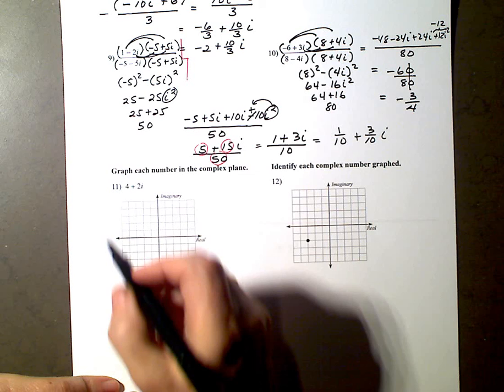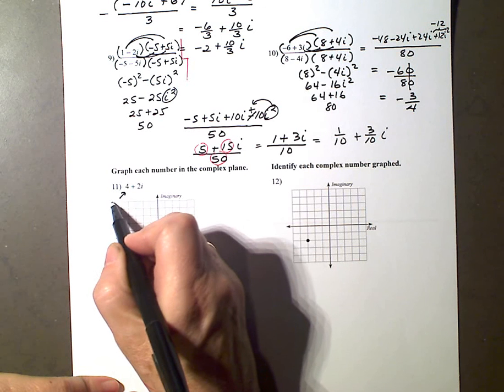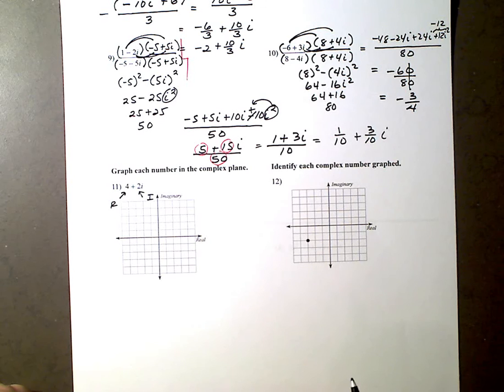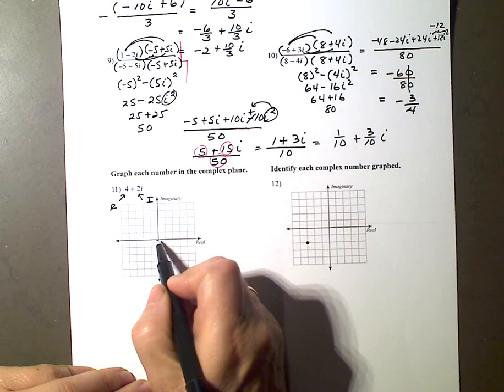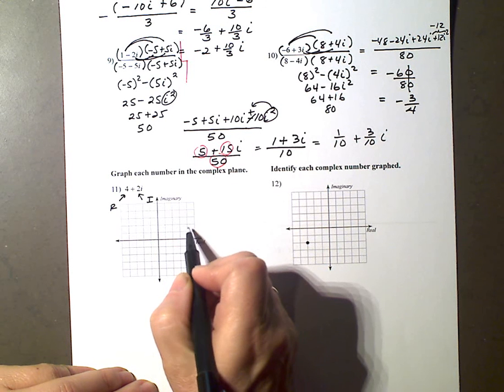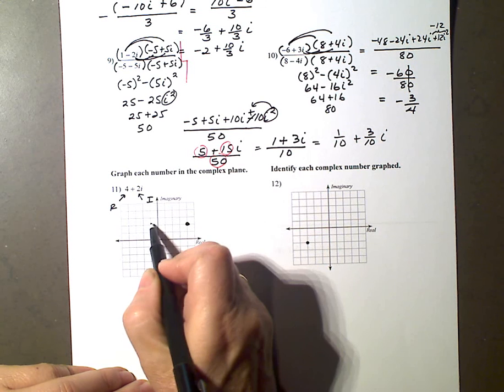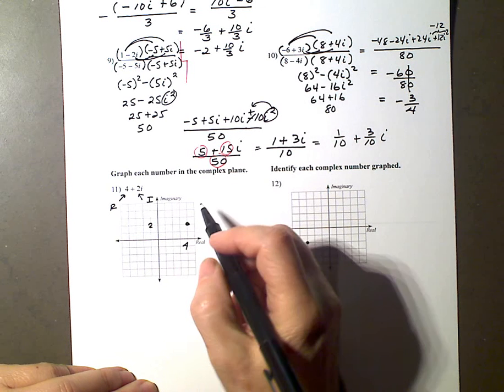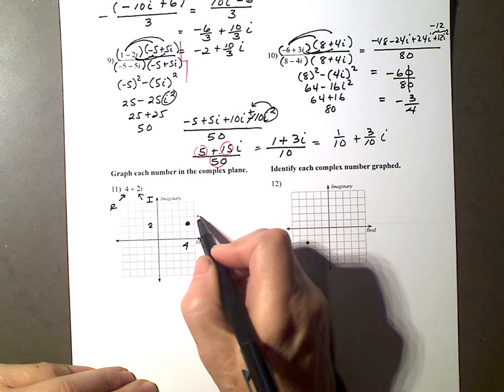So 4 is the real part, and the 2 is what we call the imaginary part of the complex term 4 plus 2i. So to graph that, I go over 1, 2, 3, positive 4 on the real axis, and then up to 2 on the i-axis. Okay, so right there, that is the point 4 plus 2i.